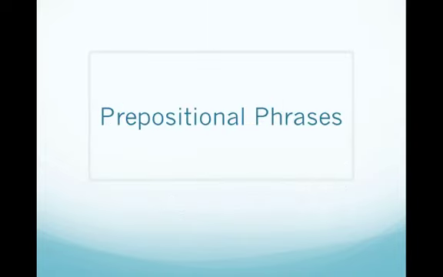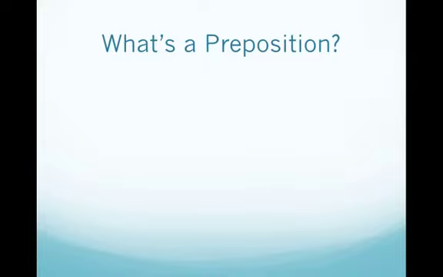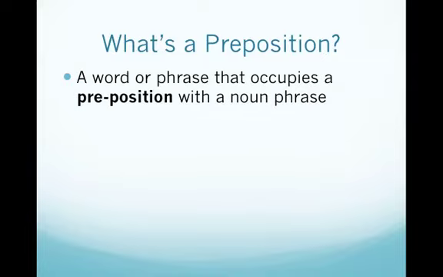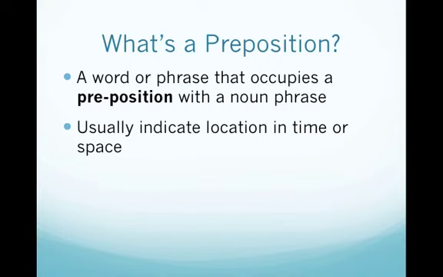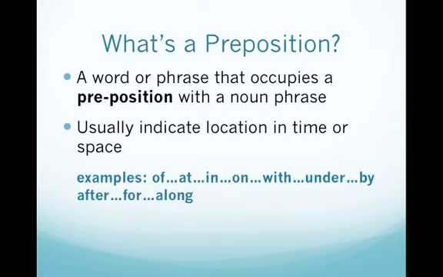Prepositional phrases are another way you can get noun phrases into your sentences. So what's a preposition? It's a preposition with a noun phrase. So it goes even before the determiner. So you have preposition, determiner, modifier, noun. Prepositions usually indicate when or where something is happening. And here are some popular examples of, at, on, by, after.